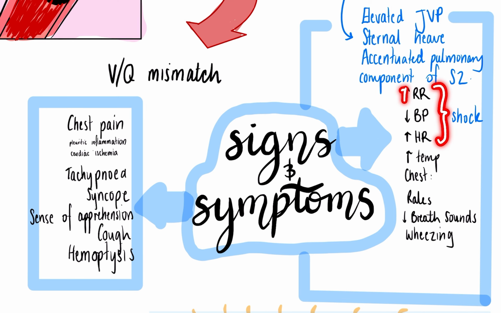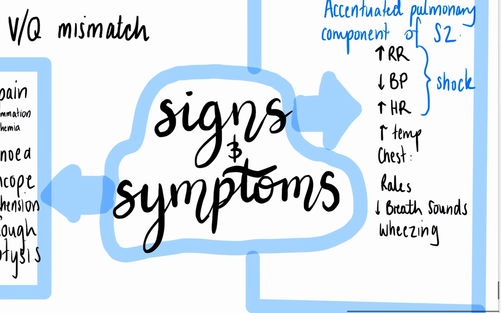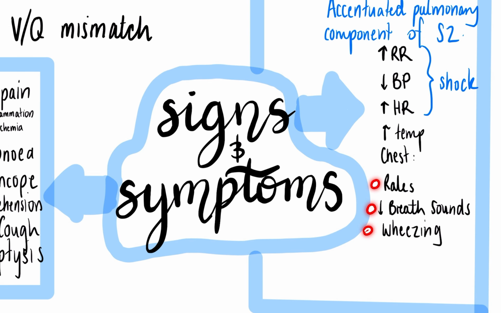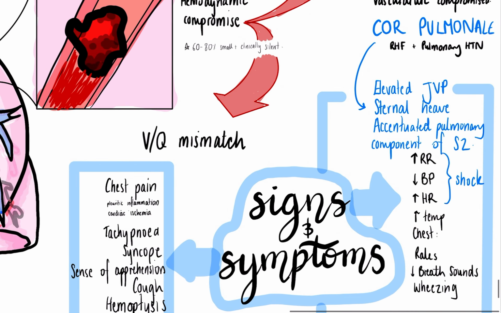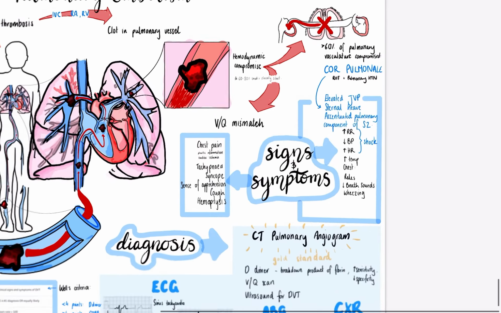shock. So you get an increased respiratory rate, so tachypnea, you get hypotension, you get tachycardia, and a fever. And when listening to the chest, you'll hear sounds like rales, decreased breath sounds, and wheezing. If it's gone so far that it's causing cor pulmonale, you'll also get signs of right heart failure. So you'll get an elevated JVP, a sternal heave from right ventricular hypertrophy, and you'll get an accentuated pulmonary component of the S2 heart sound, which is where you get the splitting of the heart sound due to volume overload.